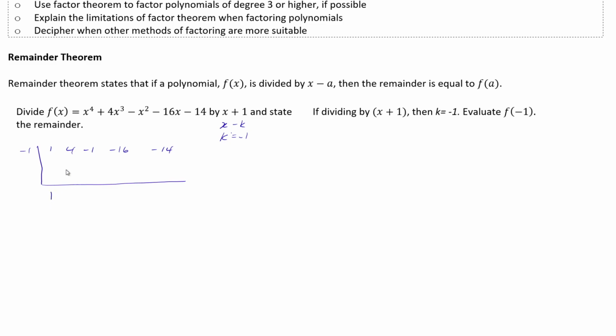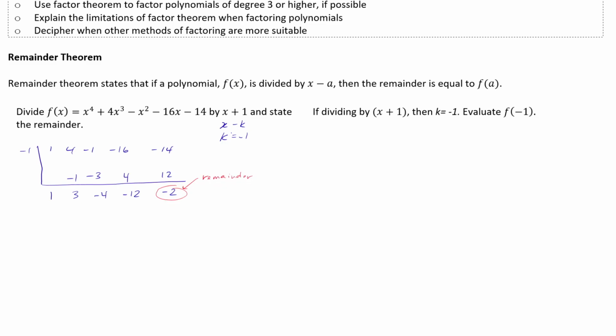So I bring the 1 down, multiply by negative 1, I get that, and then I get 3 when I add those together. Sorry, I'll just clean that up a little bit. So I get 3 right there. And then 3 times negative 1 is negative 3. So I end up with negative 4. Then I end up with 4 over here, and that yields negative 12. And then this would yield positive 12, and I have negative 2. So recall that when you have synthetic division, this right here is your remainder.